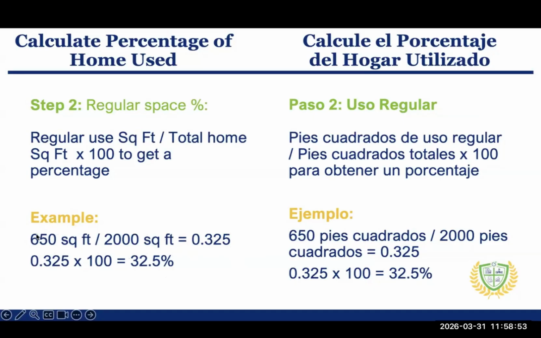So again, 650 square feet is our regular use space. For this example, again, this is not a general rule. You have to do your own measurements and get your own results. But this is just our example. So again, this 650 square feet divided by the total square footage of our home, in this case, 2,000, that's about 32.5%.